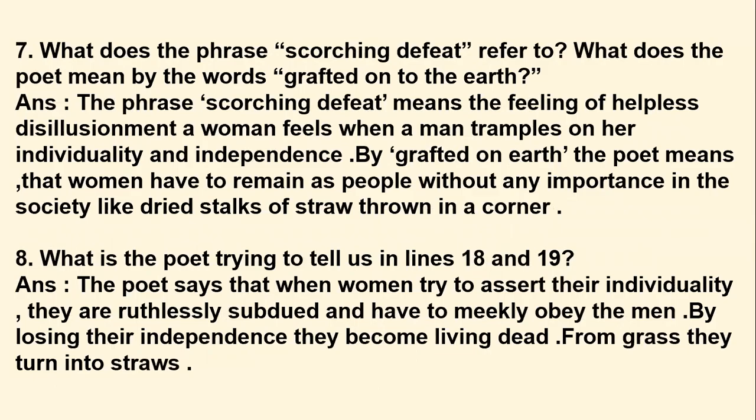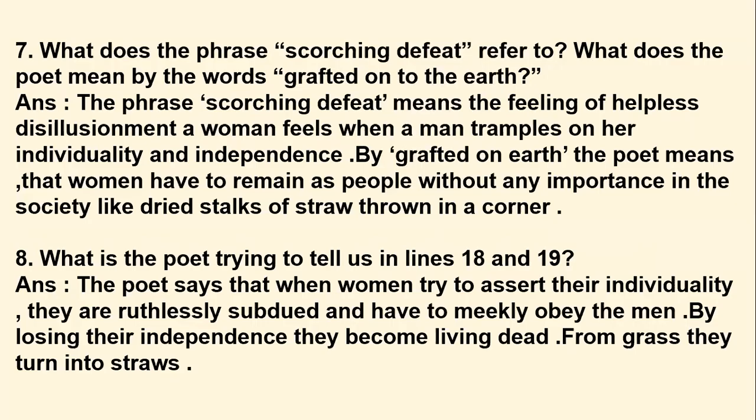What does the phrase "scorching defeat" refer to? What does the poet mean by the words "grafted onto the earth"? So again, here you have a phrase and words. You have to write what the poet means by it. So the phrase "scorching defeat" means the feeling of helpless disillusionment a woman feels when a man tramples on her individuality and independence. The first phrase, "scorching defeat," means the helplessness of a woman when a man is trying to curb her individuality and independence, when he's trying to behave as a superior person and be above the woman.